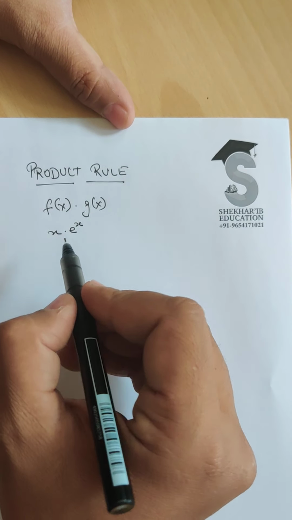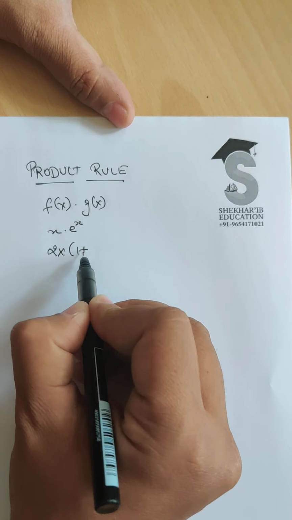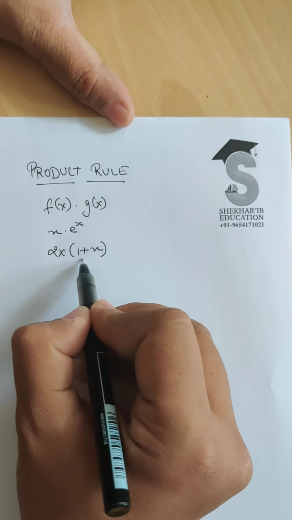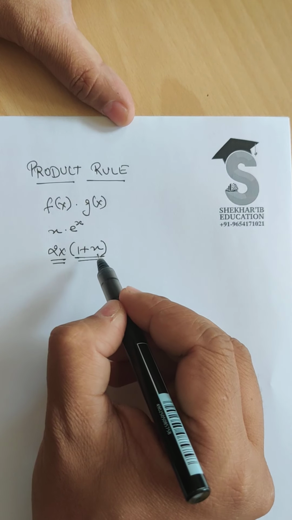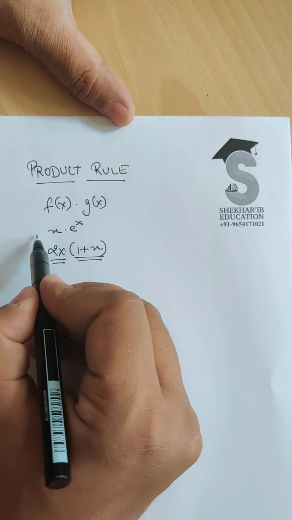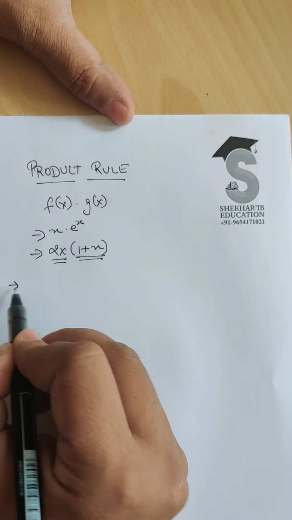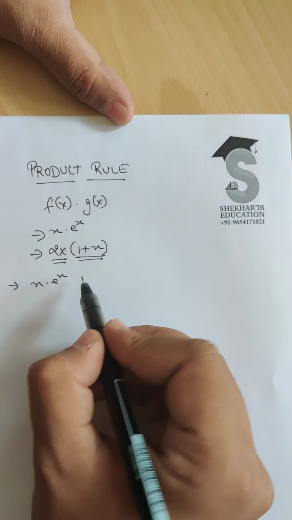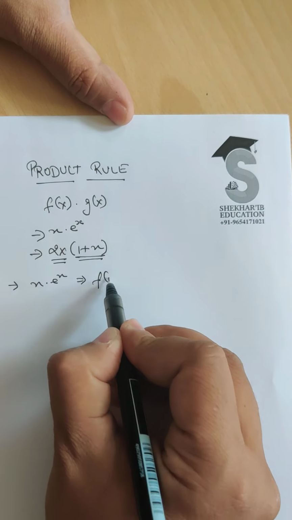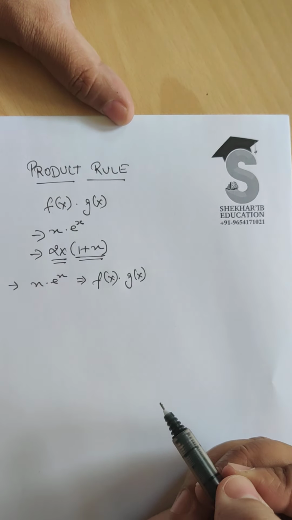Also, if we have a function like 2x into (1 plus x), so this is one function, this is another function. So here also we will apply the product rule. So let's do the first question, x times e to the power x. So this is in the form of f(x) times g(x).